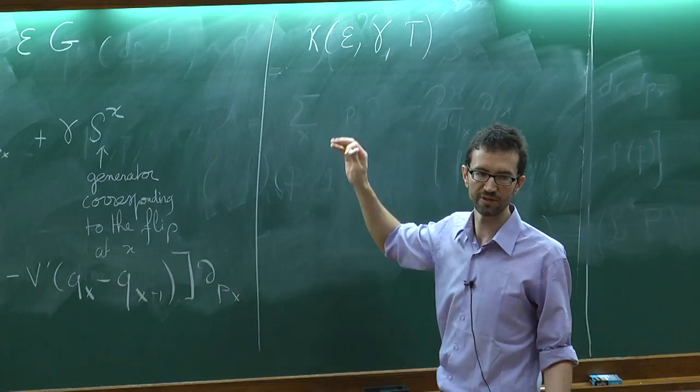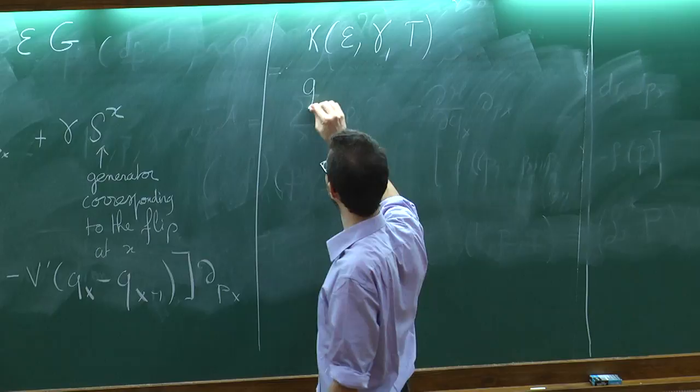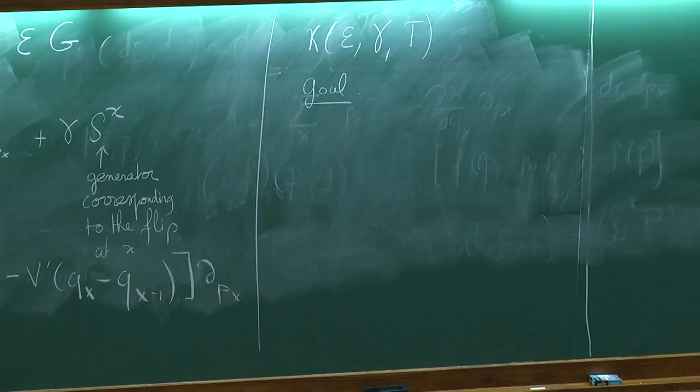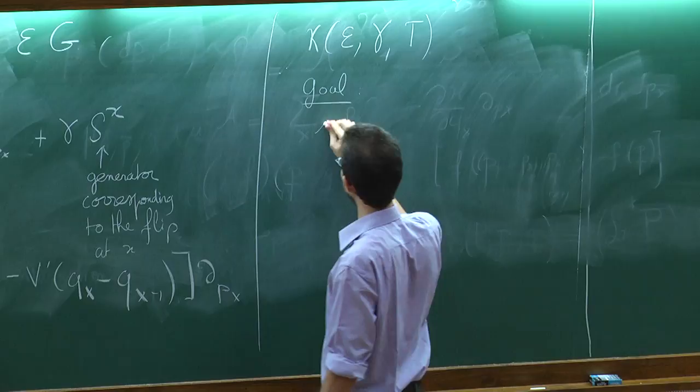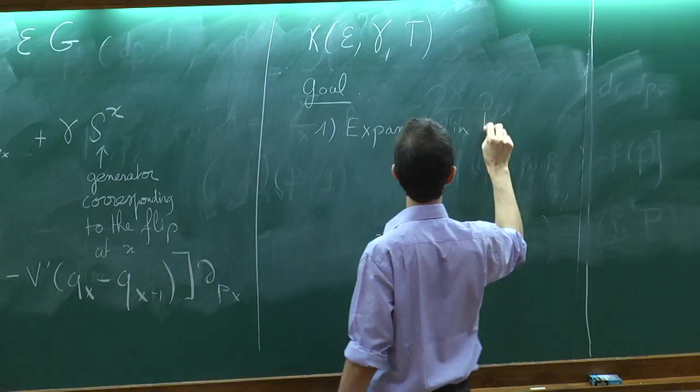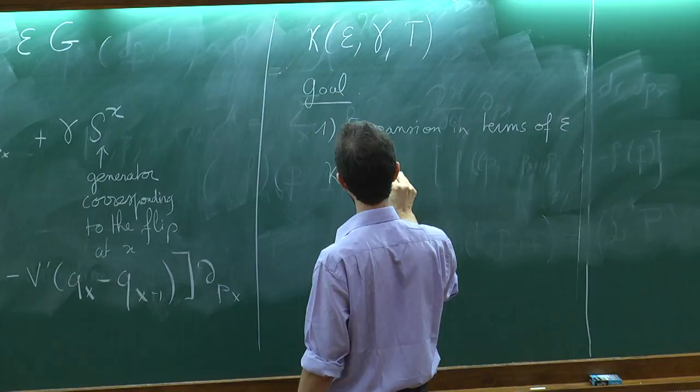Now, what we would like to do, but we are very far from being able to prove anything of what I will write, is to expand this conductivity, which is now well defined, in terms of the coupling. So first, an expansion in terms of epsilon. So we would like to write kappa(epsilon, gamma, T). Okay, I will forget the T now.